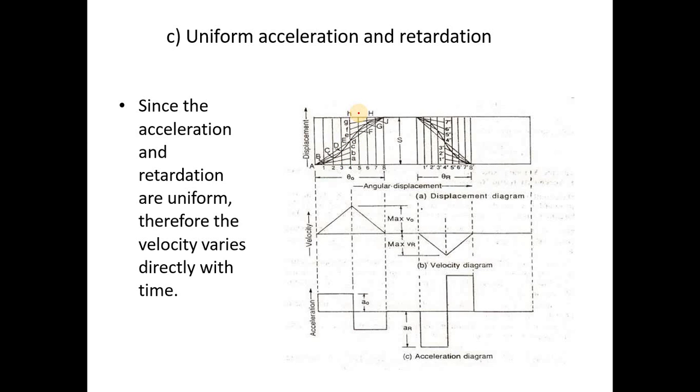This is for the outstroke, and the same for the return stroke, what we call uniform acceleration and retardation. In this way you will get the points of intersection from each and every line, and this will be transferred to drawing the exact follower motion or shape of the cam.